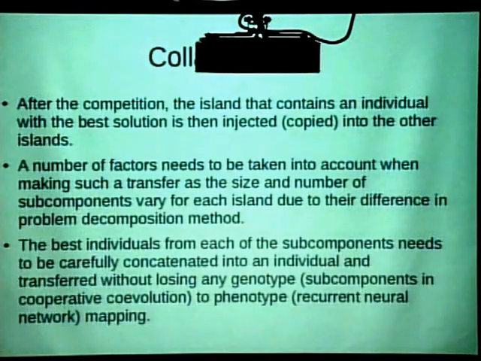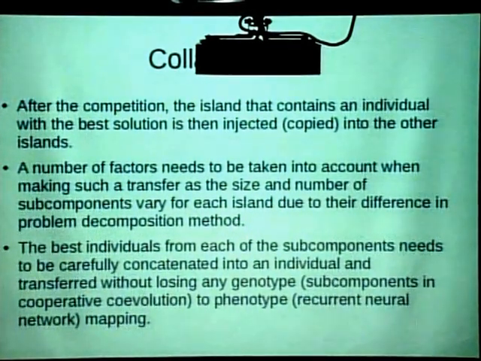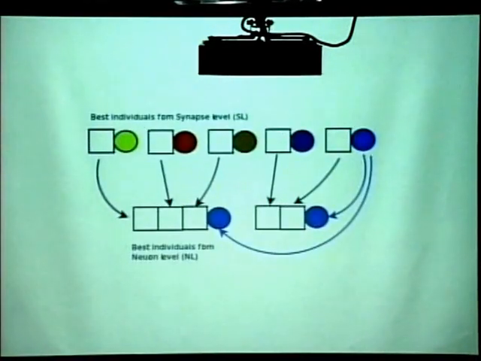For example, in this figure here, we have a synapse level island and a neural level island, and they are competing. You give them some time each, and then you check which one is better, and then for the winner island, you take the best solution and inject it into the loser islands. So this is just two islands, and there is also a three-island implementation, which is in the paper. And that is the collaboration, where we are injecting a solution from one island to the other.